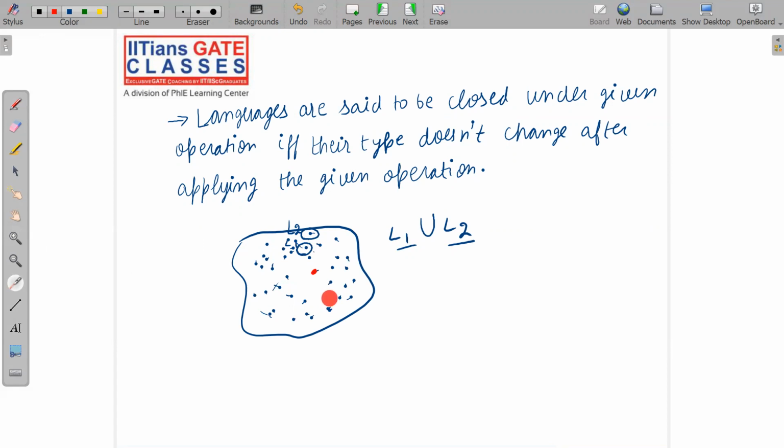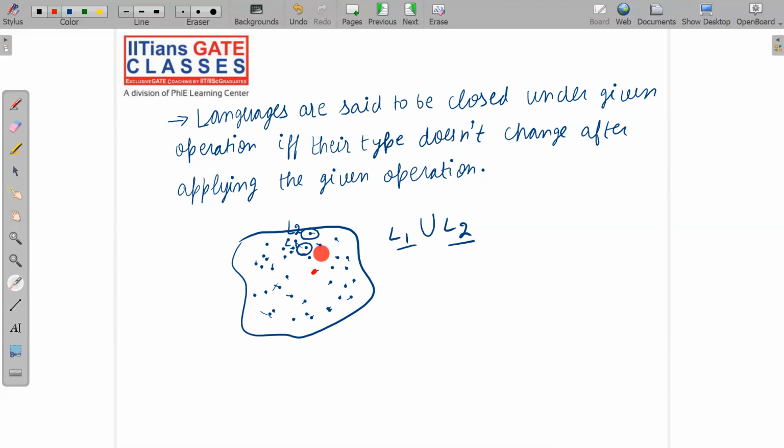We can say that languages are closed with respect to a certain operation if and only if their type does not change. Their type does not change means what? We have languages L1 and L2 and we apply the union operation, and it should be guaranteed that the new language which we get, see, L1 is also a set of strings, L2 is also a set of strings. So the union will also be a set of strings. So the union will also be a language. Now, this language should be here only. That means this entire set should be closed. Okay, so I think you are able to follow.